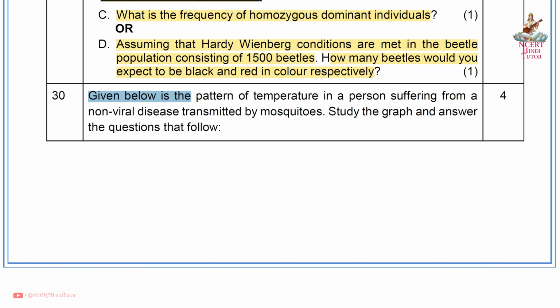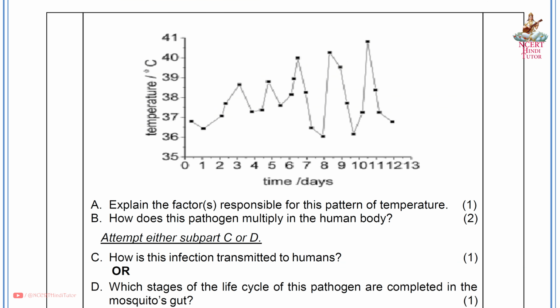Question 30. Given below is the pattern of temperature in a person suffering from a non-viral disease transmitted by mosquitoes. Study the graph and answer the questions that follow. So friends, this is the graph. This is temperature in degrees Celsius and this is time days. A. Explain the factors responsible for this pattern of temperature.